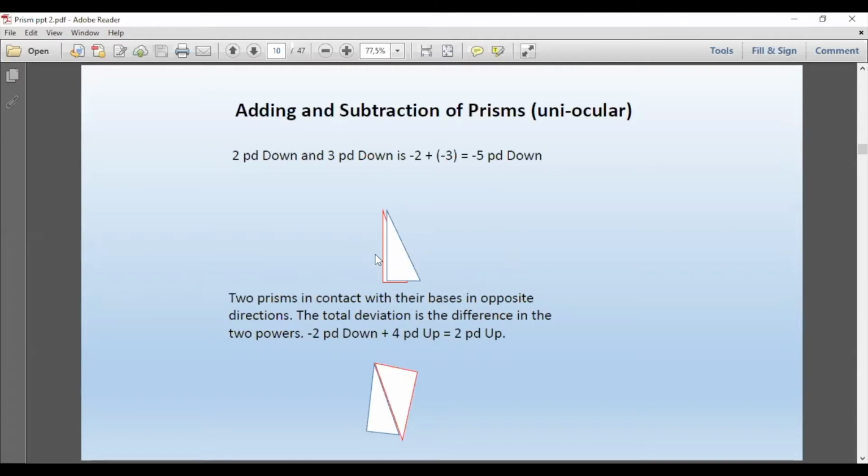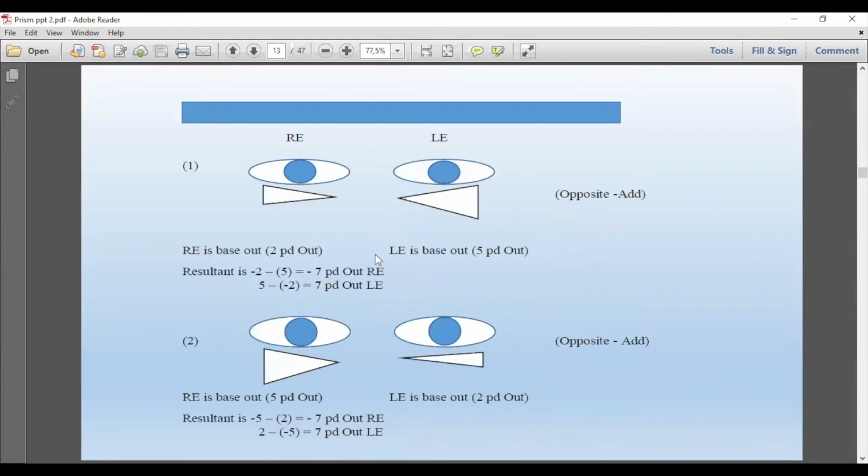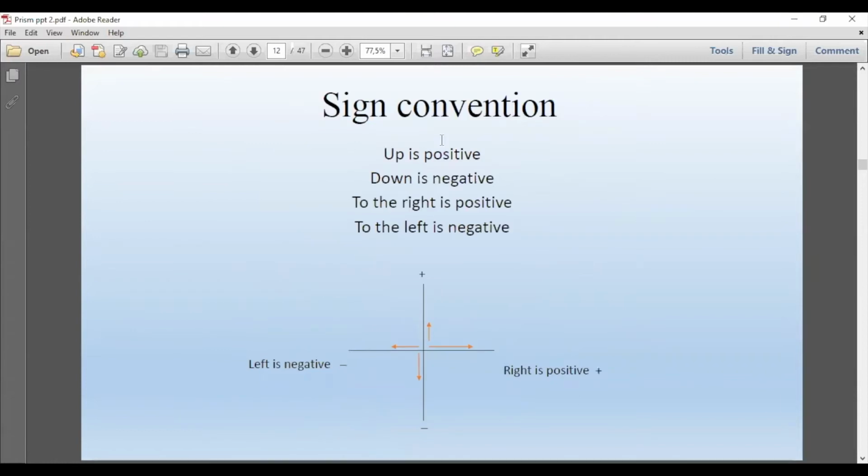Now, let's take it when it's binocular. Now we can add and subtract binocularly. What we use here is a Sine Convention. If you can remember what a Sine Convention is, anything that's up is positive. Anything that is down, we refer to as negative. Anything directed towards the right is positive. Anything directed towards the left is negative. And we're going to use this Sine Convention when it comes to adding and subtracting prisms.